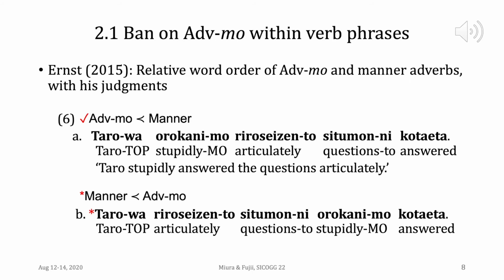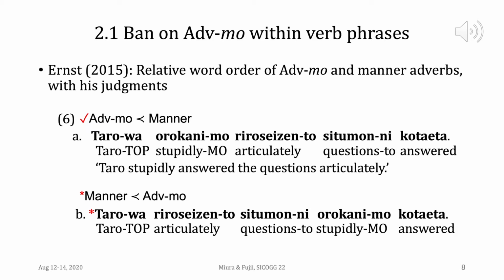Before looking at the first generalization, let us mention Ernst's observation on the relative word order of ADV mo and ADV, manner adverb. He observes that, as in 6a, ADV mo can precede manner adverb. 太郎は、愚かにも理路整然と、質問に答えた。Taro stupidly answered the question articulately. This is fine.